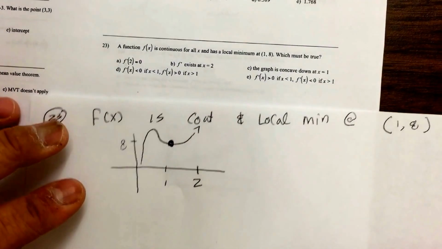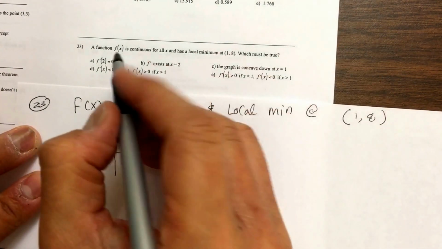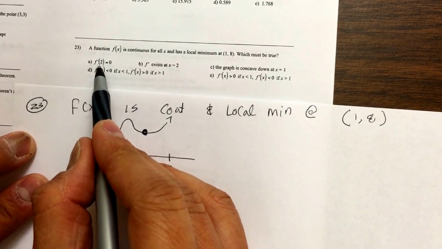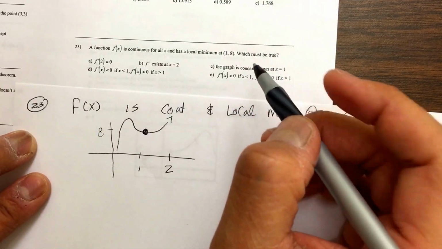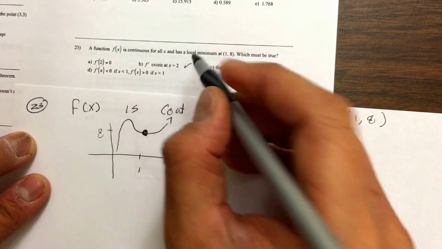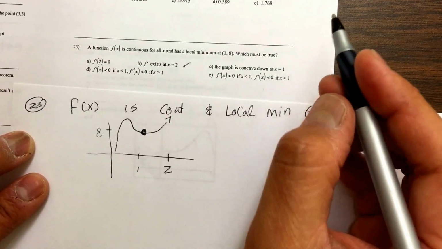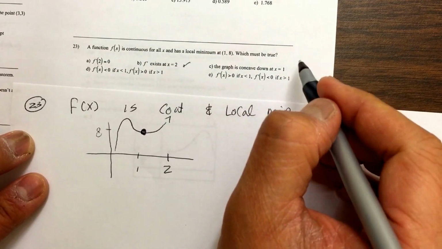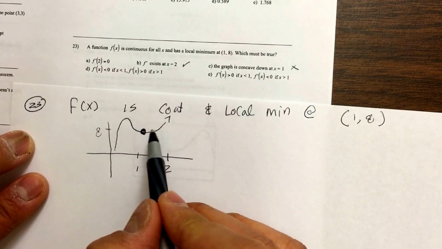If you look at our graph, this is just a sketch. We know that this doesn't have to be true. We know that the derivative at 2 doesn't have to be 0. We do know that the derivative has to exist at 2 though, because it's continuous. So derivative exists everywhere. The graph is concaving down at x equals 1. That is not true, because if it's a local min, it has to be concaving up, as you can see.